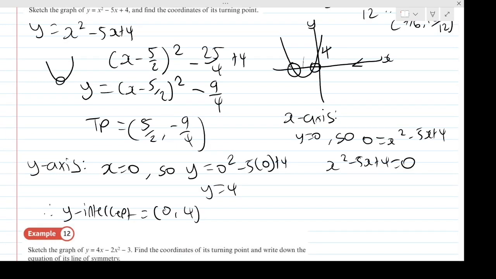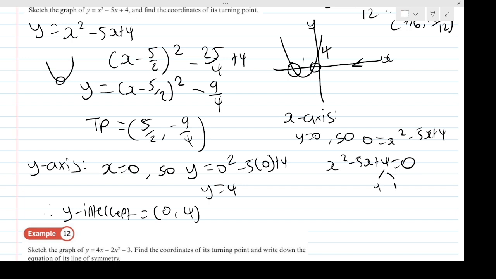Okay, so what method should we use? There's a lot of methods we can use now. We can complete the square, we can factorise, potentially. We can use the formula. But I think I'm going to factorise because we can spot 4 here.